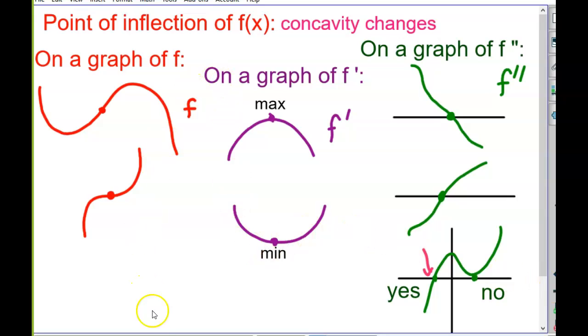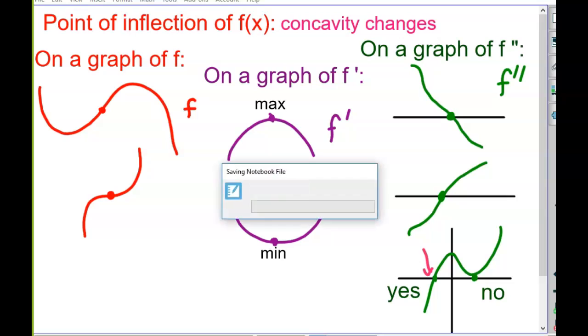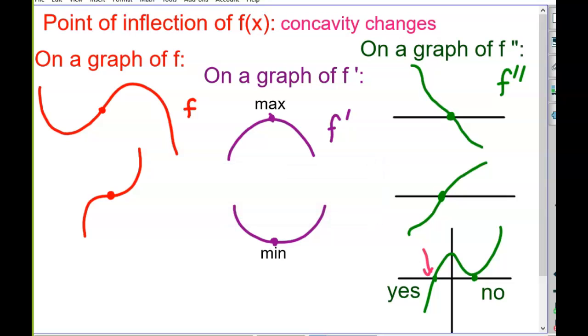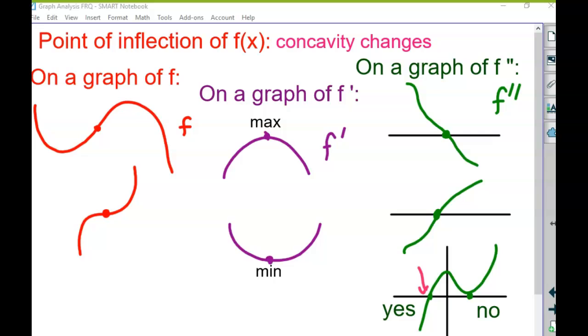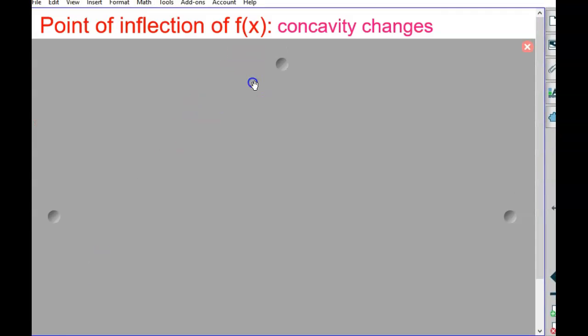Okay. Points of inflection. So what about points of inflection? Well, remember what that is. That's where concavity changes. And the one thing we have to check is points of inflection occur when the second derivative is zero or does not exist.